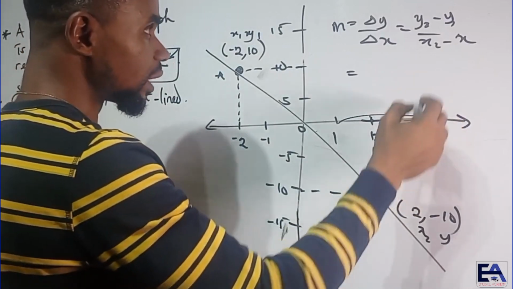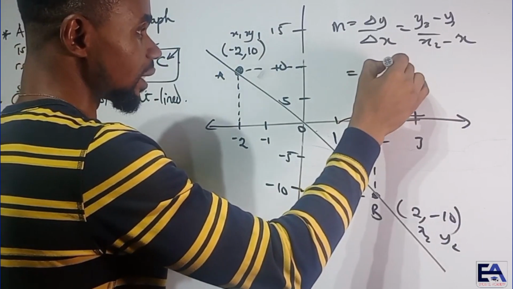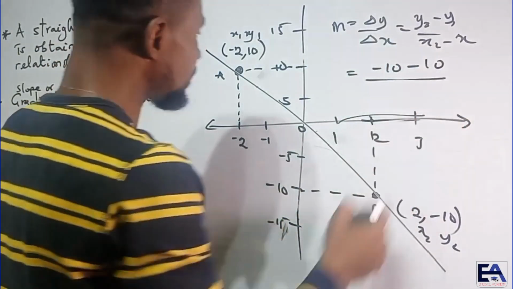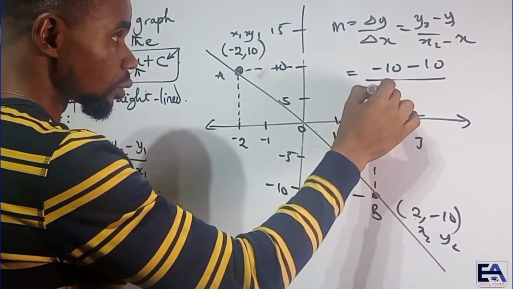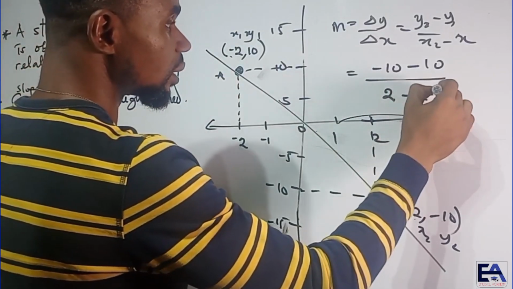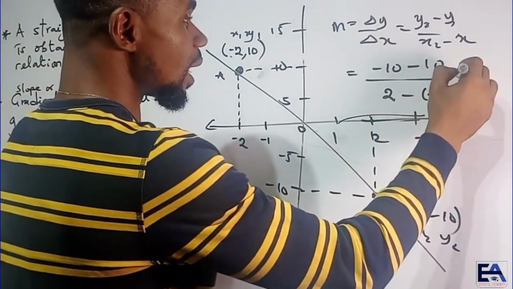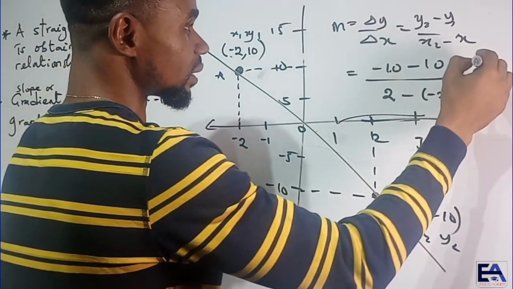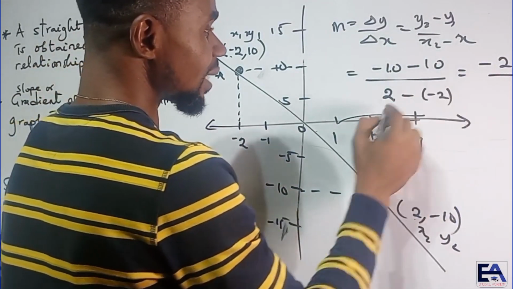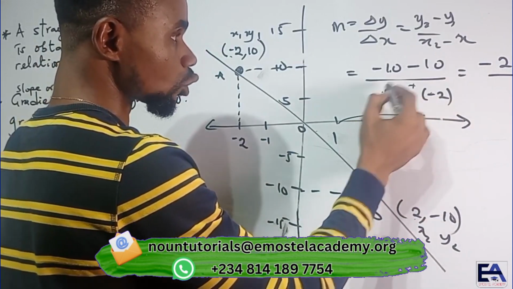So at the end of the day, we have y2 is minus 10, then minus y1, which is positive 10, then divided by x2, which is 2, minus x1, which is negative 2. Okay, the value of x here is negative 2. So at the end of the day, I owe 10 and I owe another 10. Altogether, I'm owing 20. Then I have 2, minus times minus is plus. Minus times minus becomes plus. So 2 plus 2 is 4.